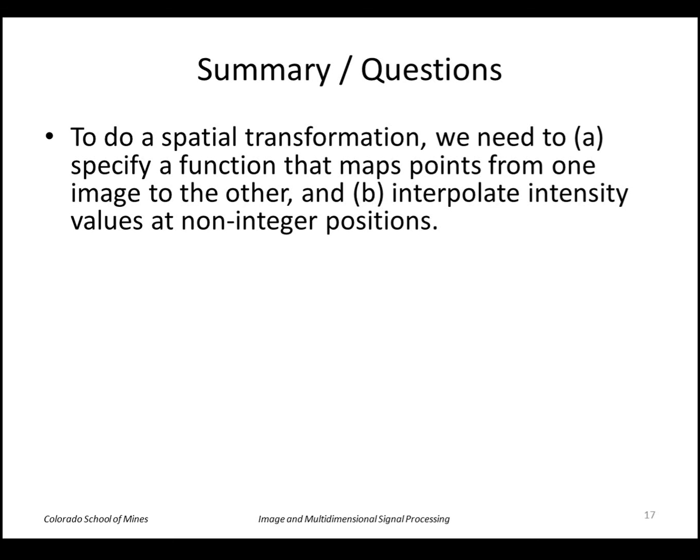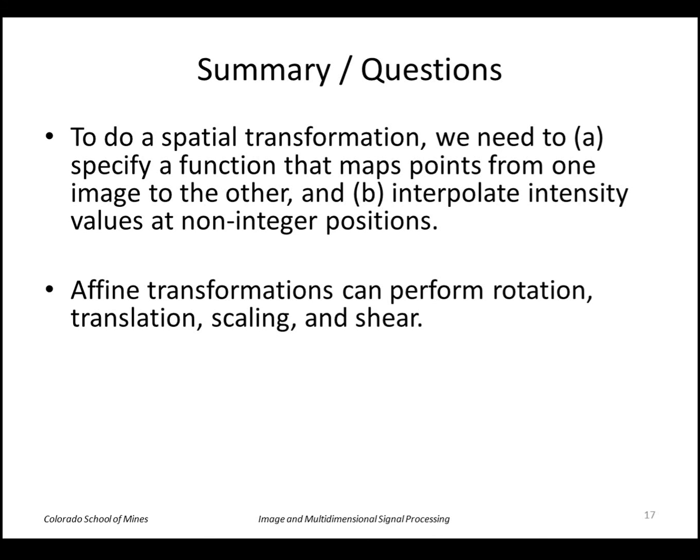In summary, to do a spatial transformation, we need to A, specify a function that maps points from one image to the other, and B, interpolate intensity values at non-integer positions. Affine transformations can perform rotation, translation, scaling, and shear.